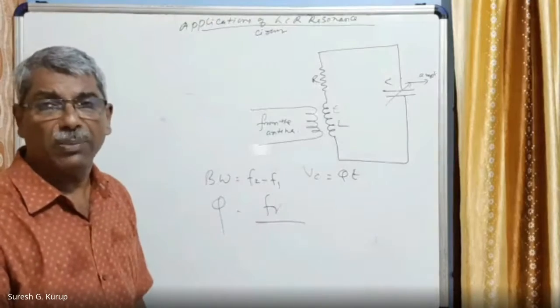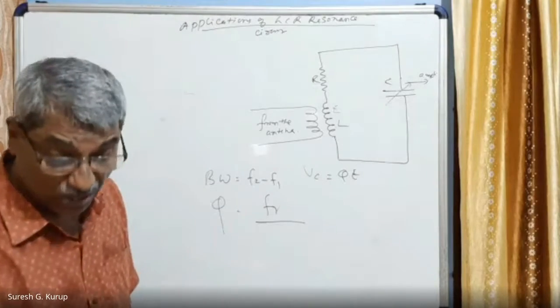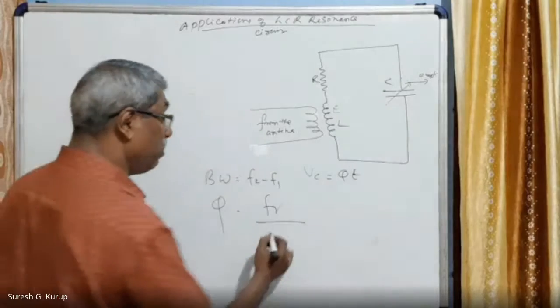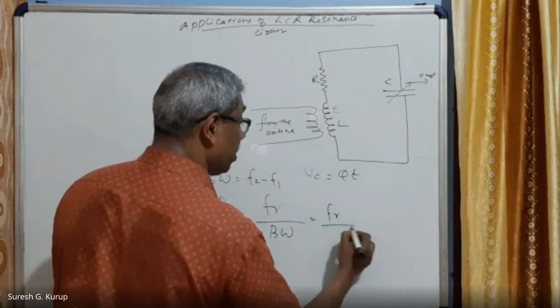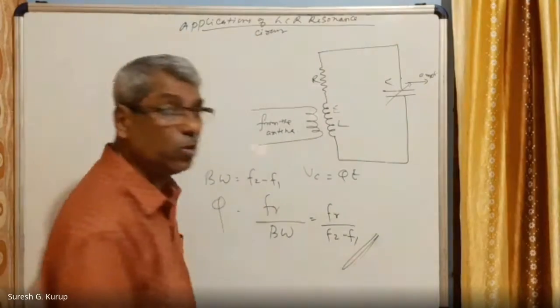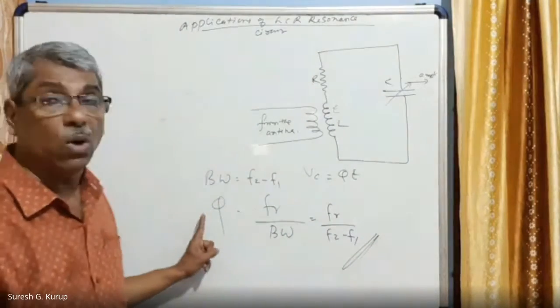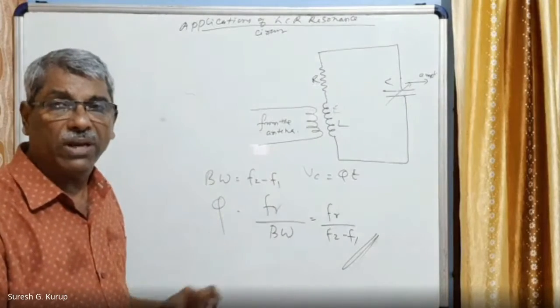That means FR divided by FR means the resonant frequency, that means the frequency at which resonance takes place. FR divided by BW we can write, that means FR divided by F2 minus F1. So this way also we can calculate the quality factor.